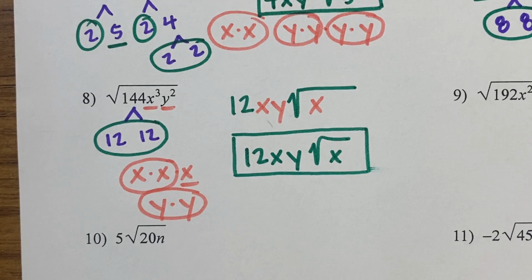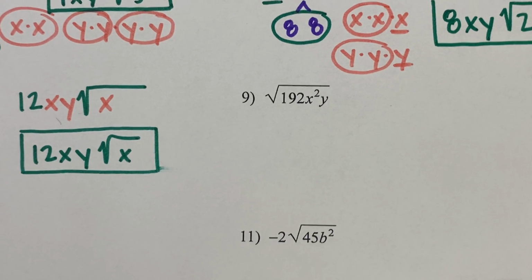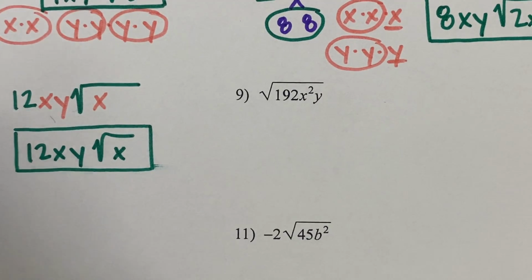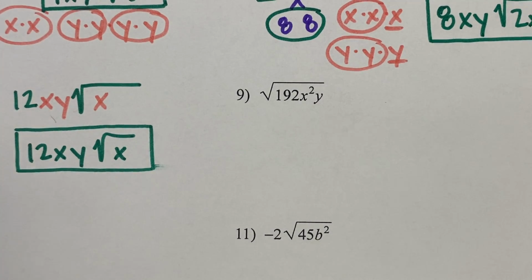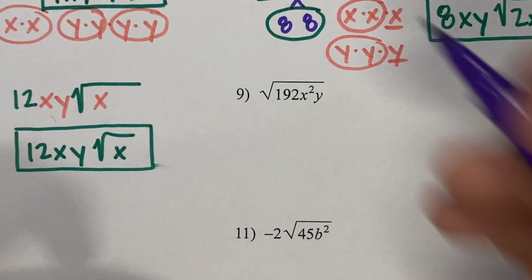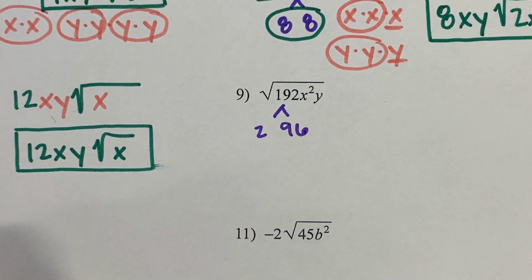Okay, remember they got to pair up in order to leave the radical. Number 9. We have 192. Now, I don't think this is a perfect square, so I'm just going to go ahead and start breaking it down. I see that it's an even number, so I'm going to divide it by 2. Okay, so we have 2, and this is going to give me 96.